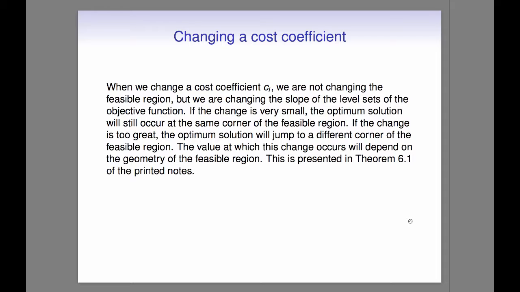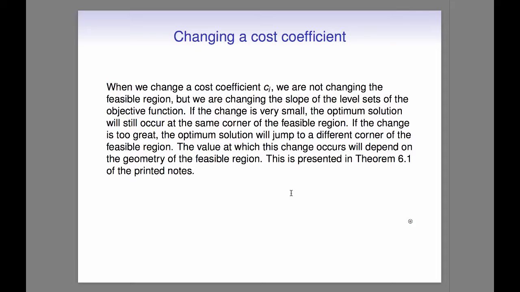Changing a cost coefficient. So if we've got a single cost coefficient Ci and we change it, we won't be changing at all the feasible region. Remember, the cost coefficient just appears as a coefficient in the formula for the objective function. The feasible region, however, is determined by the constraint inequalities. So changing the cost coefficient doesn't change the feasible region, but it will change the slope of the level sets of the objective function. Now, if the change in slope is small, the optimal solution will still occur at the same corner of the feasible region.